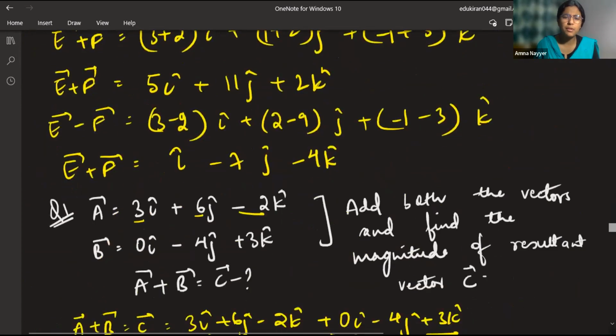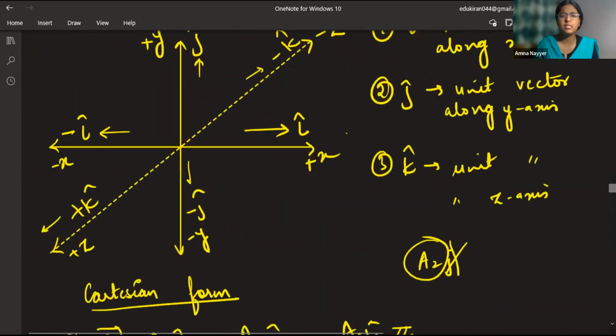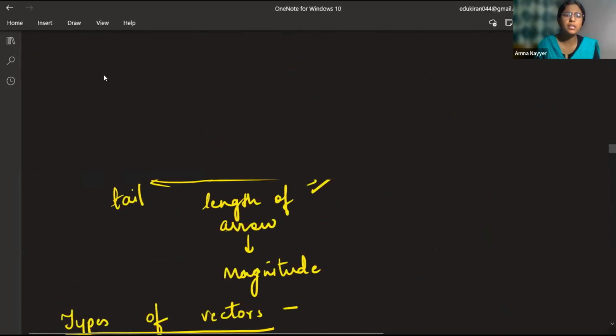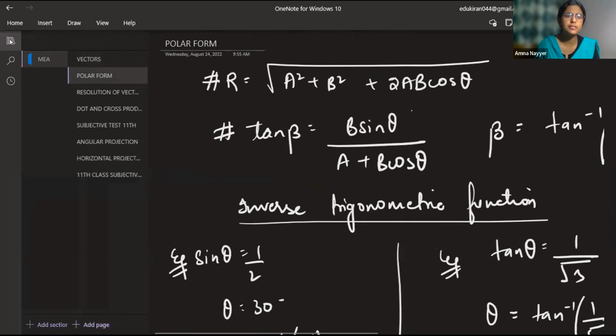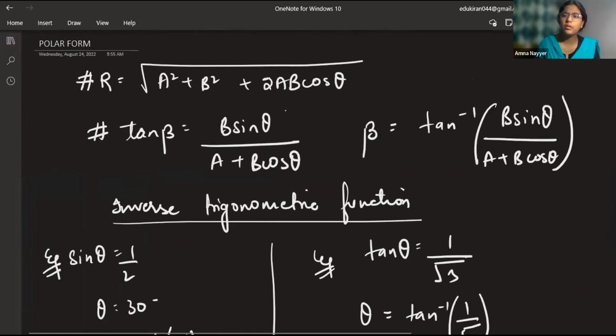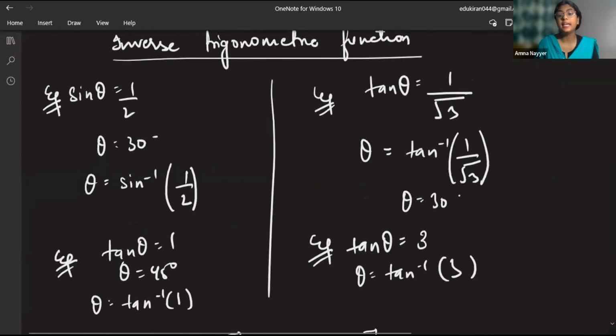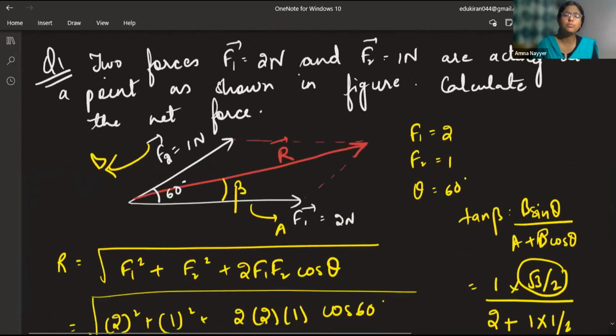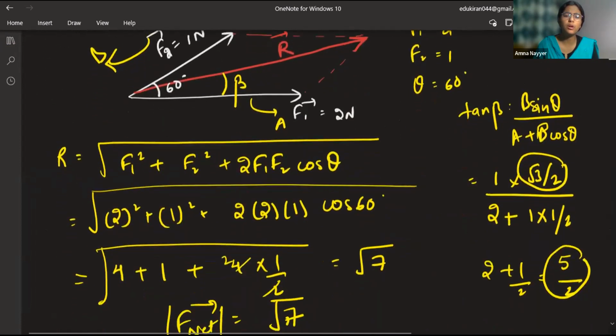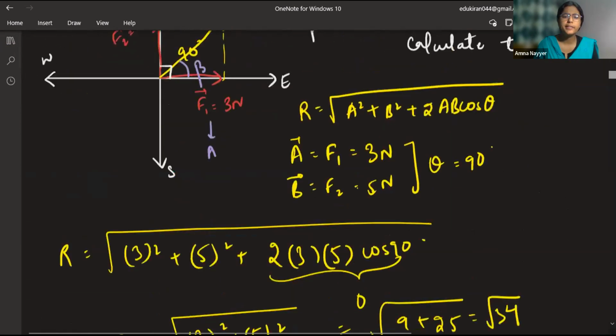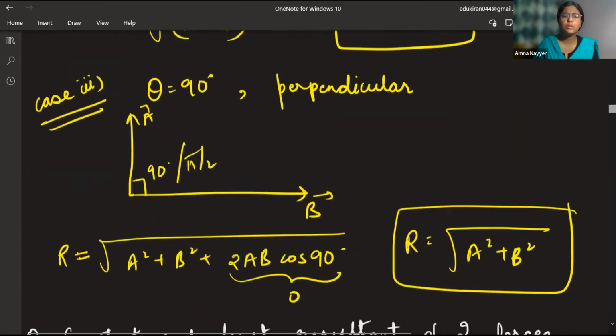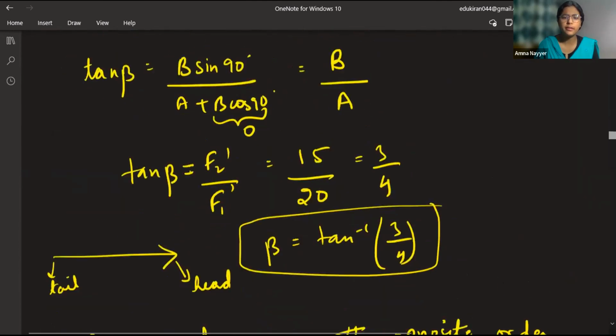Otherwise, these addition, subtraction, these basic questions, we'll see along with the questions, because many concepts are there along the questions. Polar form, this I have discussed with you. Yes, inverse trigonometric function, these you have in the options, so according to your options only, you will choose. This also we'll see through the questions. Some questions are there.